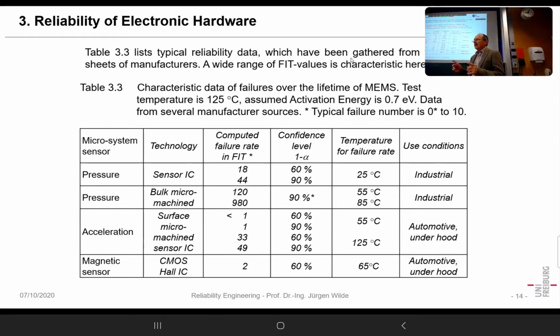Also, when I started that lecture some time ago, I addressed some manufacturers like Bosch or some smaller manufacturers, and like Micronas here. For instance, that magnetic sensor is from Micronas. The bulk micromachined sensor IC was from Bosch. Also, I think that was from Bosch here.